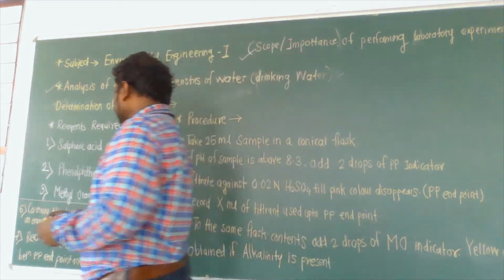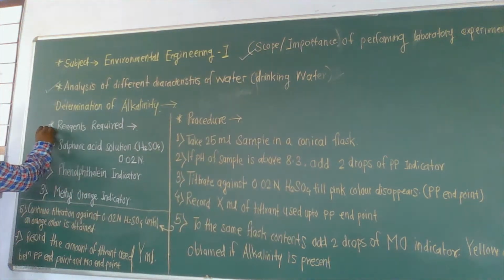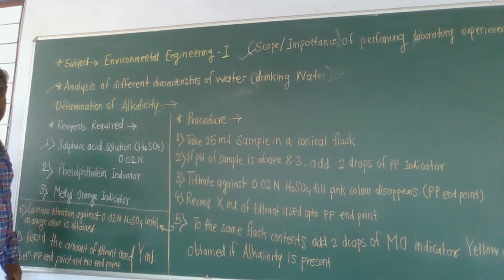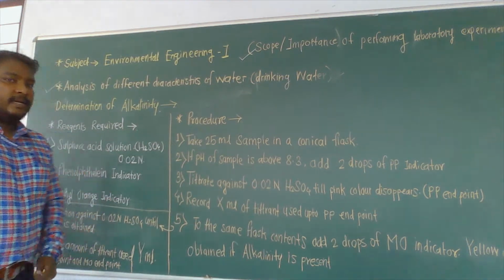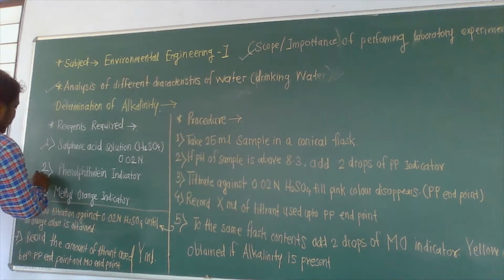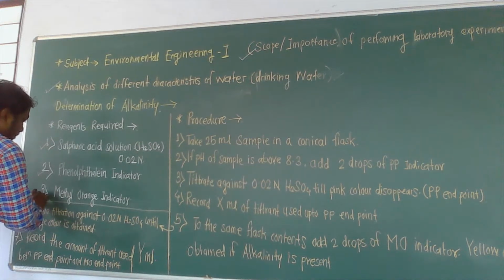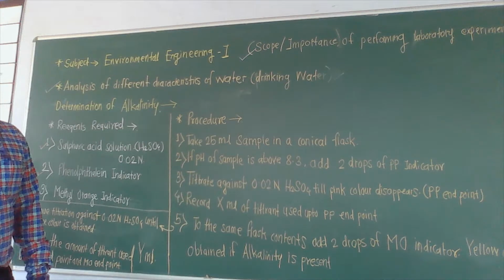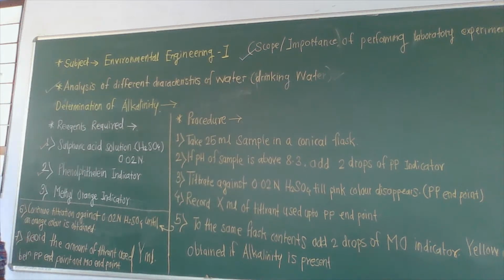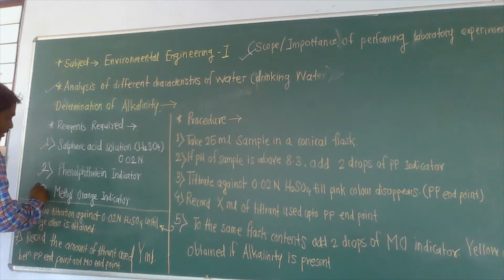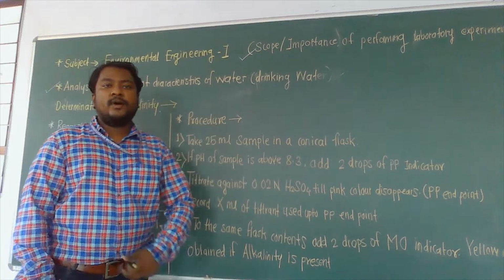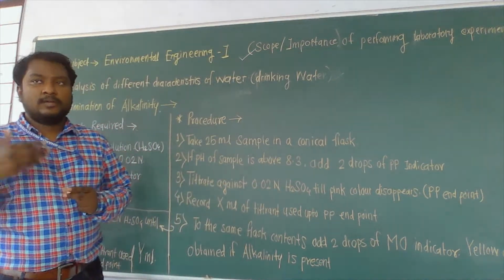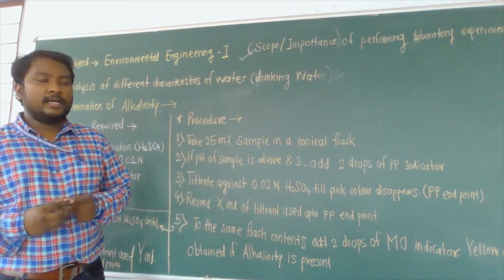I have written here the reagents required. The first reagent is sulfuric acid. The second reagent, which is an indicator, is phenolphthalein indicator. And the third reagent required is the methyl orange indicator. These three reagents are required in order to carry out the procedure for alkalinity.